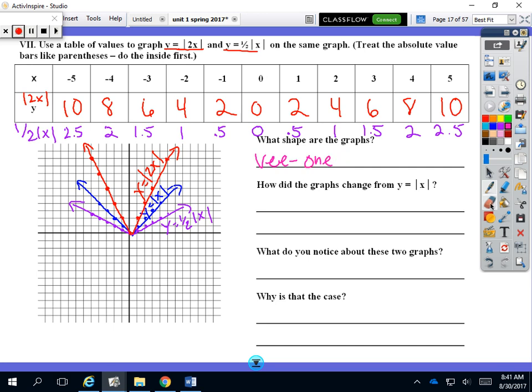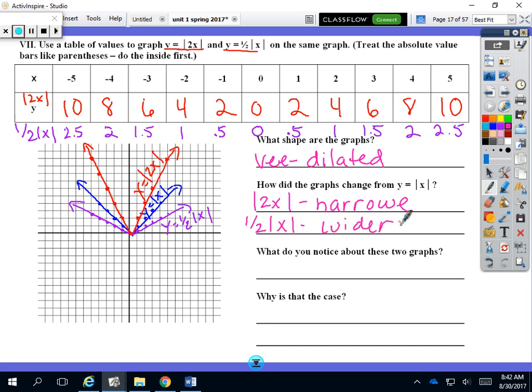Let's say they've both been dilated, right? The shape is different. The size is different. They've been dilated. How did the graphs change? So they've been the absolute value of 2x. That one is narrower than the parent. And yes, that is a word, I've looked it up. And the other one, 1/2 absolute value of x, is wider.